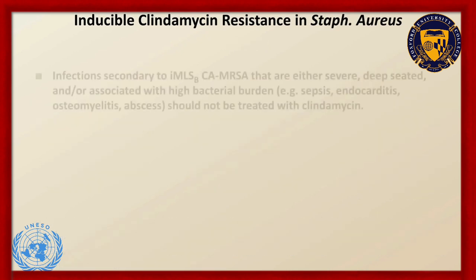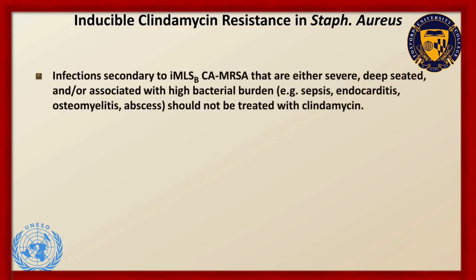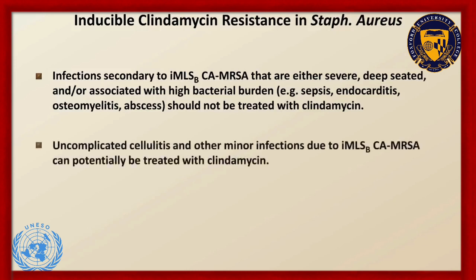The bottom line is that infections secondary to inducible MLSB community-acquired MRSA that are either severe, deep-seated, and/or associated with high bacterial burden, such as sepsis, endocarditis, osteomyelitis, or an abscess, should not be treated with clindamycin. However, since the development of clindamycin resistance in these strains requires a spontaneous mutation, the chances of which are related to the degree of bacterial burden, uncomplicated cellulitis, and other minor infections due to this bacteria can potentially be treated with Clinda.